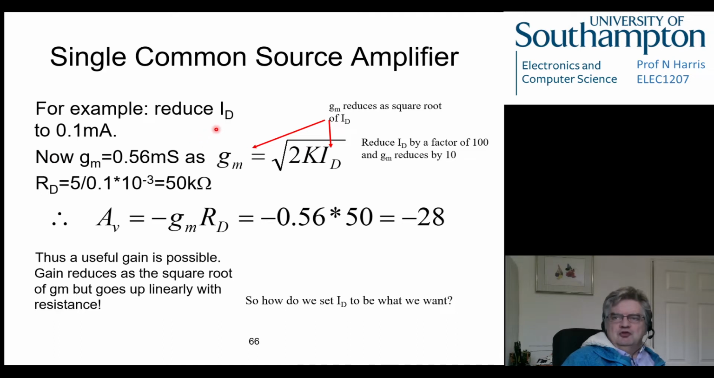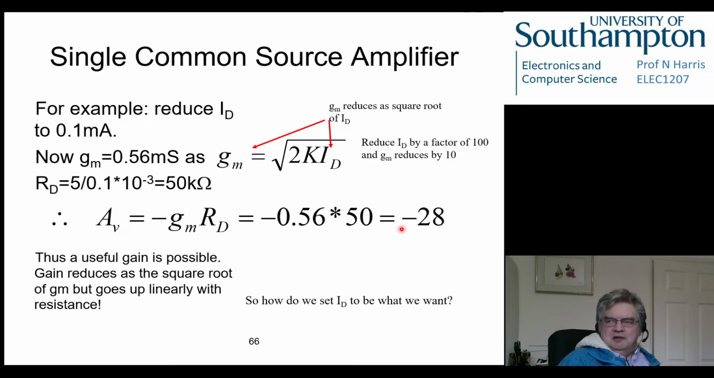So for example, if we reduced ID to 0.1 of a milliamp rather than 10, we can go back and calculate GM again, and GM comes out this time at 0.56, and this is the equation we would use. K is the value for that particular transistor, and ID is the drain current, which is now 0.1 of a milliamp. Remember, it was 10 milliamps before. So we can calculate a new version of GM, which is 0.56. Now for the new value of RD, we want 5 volts across it. We've now got 0.1 of a milliamp going through it, so we calculate the new value of RD as 50k. And now the gain becomes GM times RD, so 0.56 times 50 gives us 28.